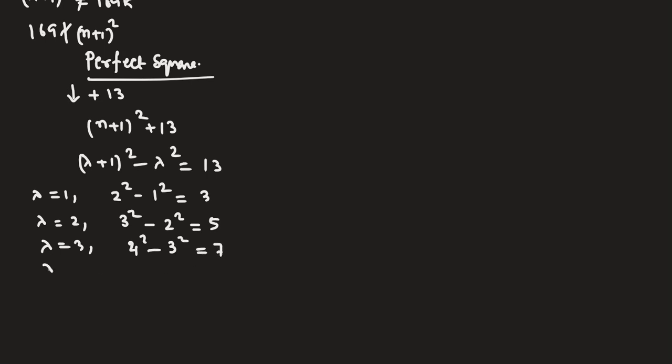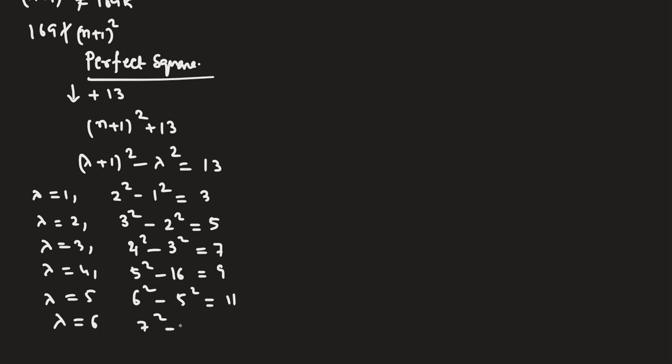Then lambda is 4, so you have 5 square minus 4 square, that is 9. Okay, now lambda is 5, so you have 6 square minus 5 square, then you have 11. When lambda is 6, that means 7 square minus 6 square, so you have 13. So you can say that 7 square will be equal to 6 square plus 13.